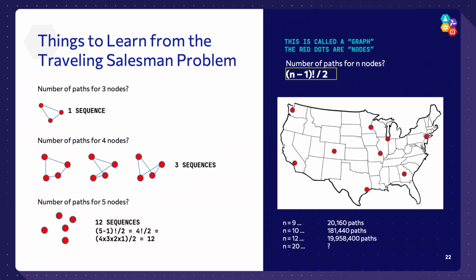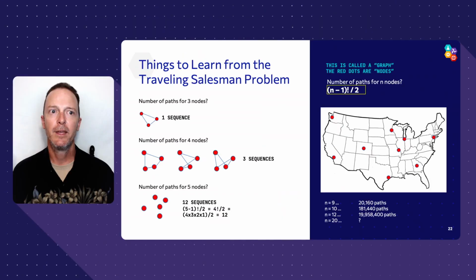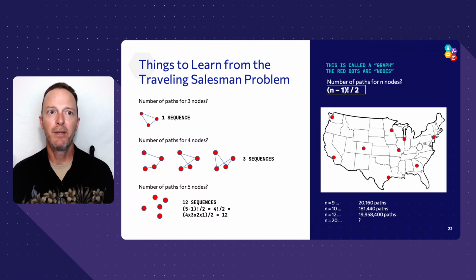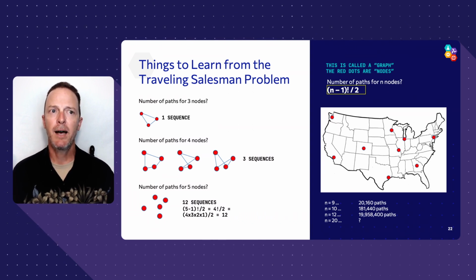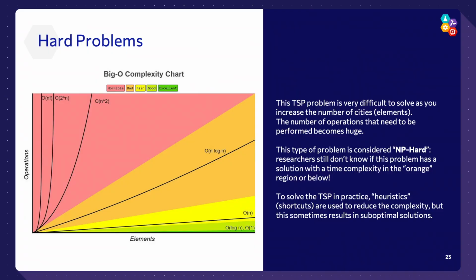This type of scaling is a factorial mathematical operation, which is shown up here as (n minus 1) factorial over 2. It's divided by 2 because we don't care which way we go around the cities. And as we increase the number of cities, this math becomes very, very complex, with 12 cities in the millions of possible paths. And this problem becomes very, very difficult to solve even by a computer. As the number of cities increases, the number of operations that need to be performed becomes huge.